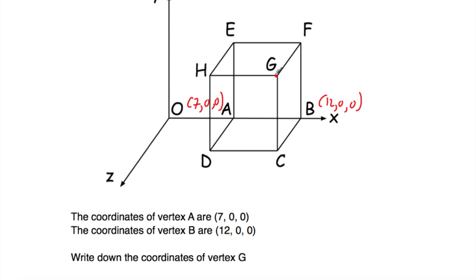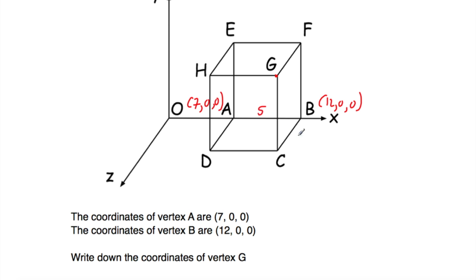Okay, so we want to find the coordinates of this point. Now the first thing I've noticed is that O, A, and B are all on a straight line. They're all on the x-axis. And to get from A to B, we're going to be going another 5 across. That means the length of the base of this cube is 5.